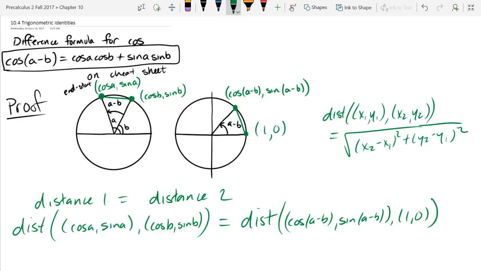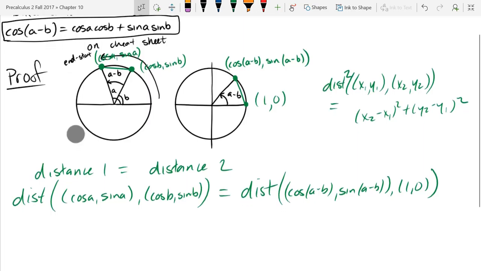So nobody really likes square roots. So if the distances are equal, well then the squares of the distances are equal. So we'll square the distance function, and that'll knock out that square root right there. So we're just going to square both of these distances, and that'll allow me to not write that square root on both sides.